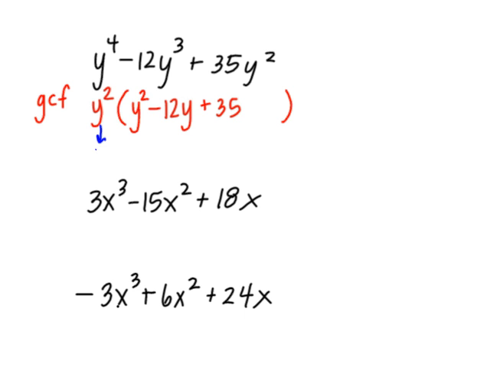Bring down the y squared, and then we can open our parentheses for our regular trinomial. My choices for y squared are y times y, and the factors of 35 that add to give me 12 would be 7 times 5. It ends with a plus, which tells me the signs are the same, and the negative in the front tells me they'll both be negative. So your answer is y squared times y minus 7 times y minus 5.